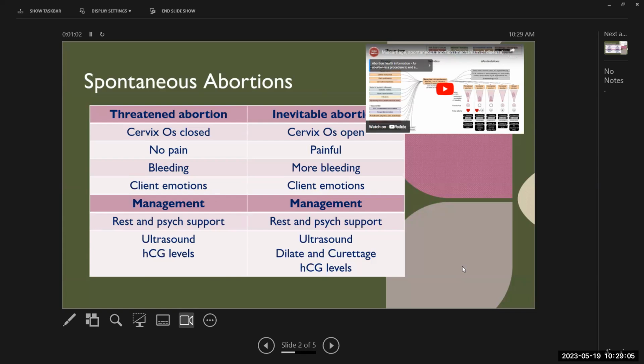Versus an inevitable, there's a lot of pain. The cervix is open and she's bleeding a lot. And if she really wants this pregnancy, she's going to be very, very emotionally upset.